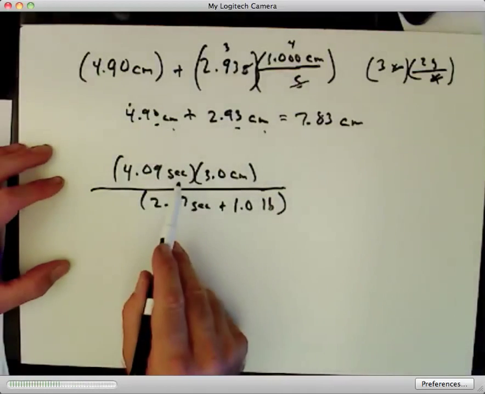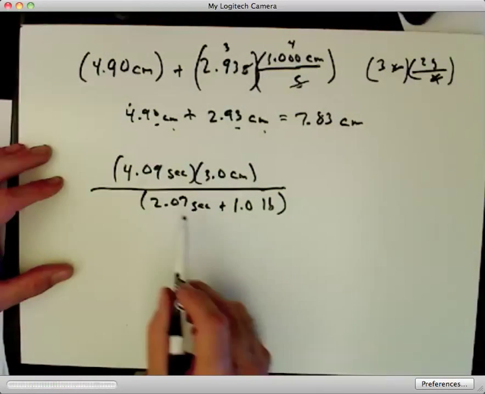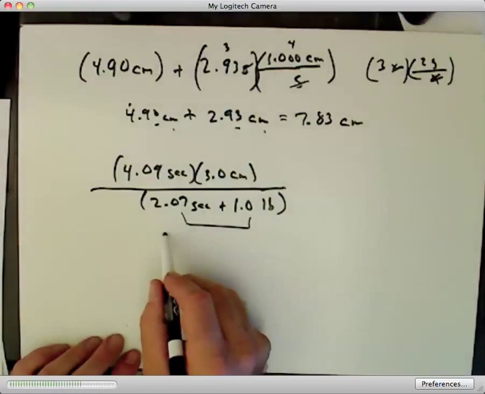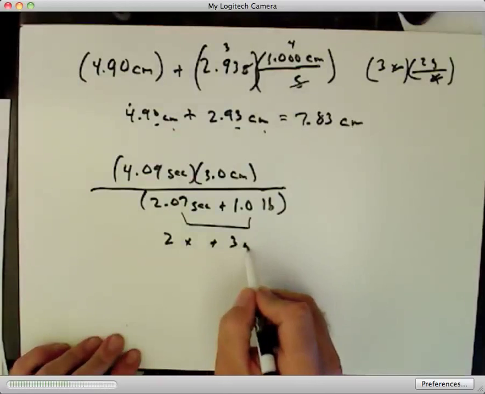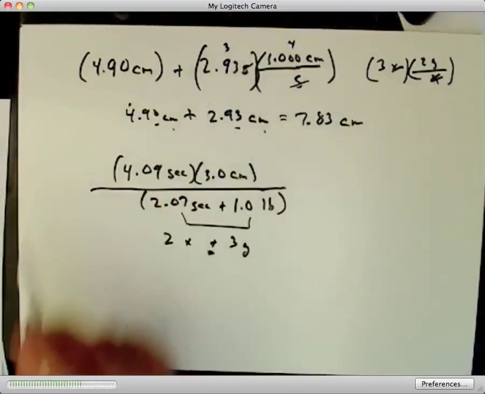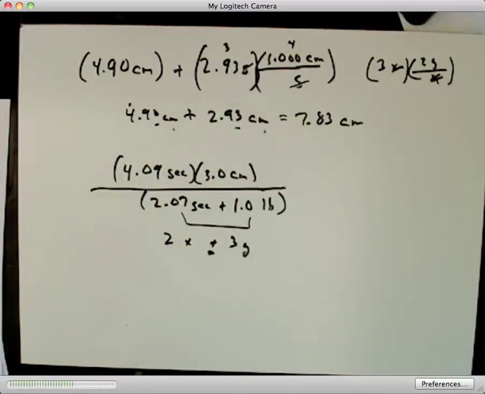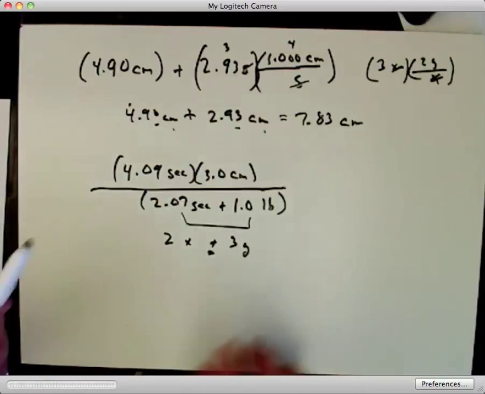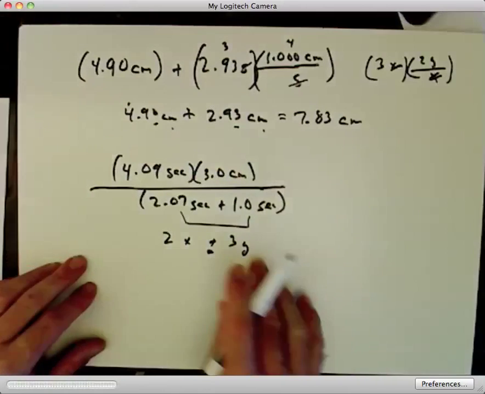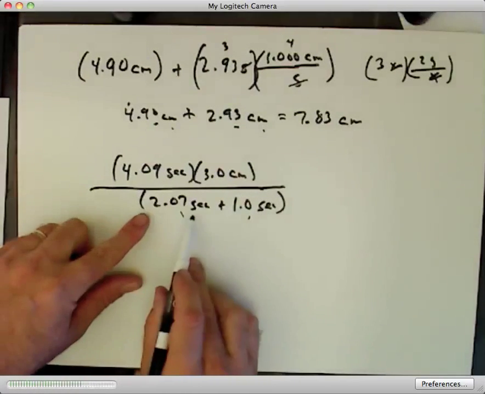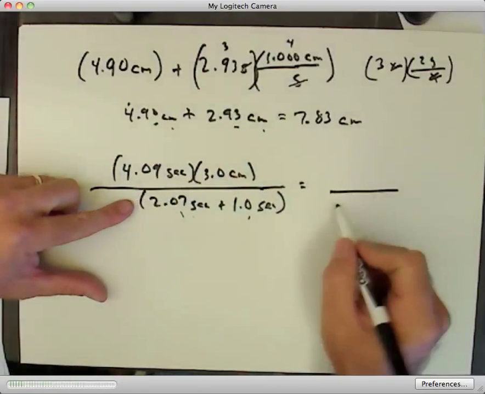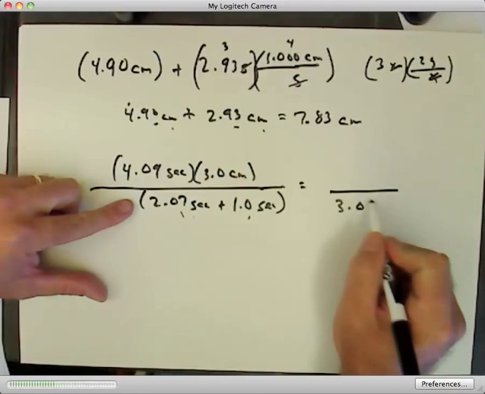So let's see. Can that seconds cancel that seconds? No, it cannot. Look at this problem here, though. Can I even add the denominators? That's like saying 2x plus 3y. Well, if it's plus, you can't add. So this problem doesn't even work because the denominator does not have the same kind of unit. So if I change this to seconds, okay, now can I add it? Yes, I can. I could say seconds plus seconds is seconds. So this denominator becomes 3.07 seconds.